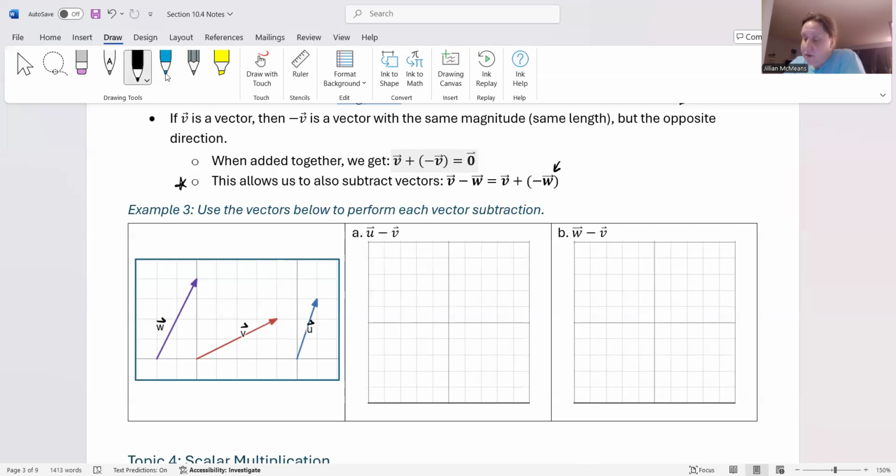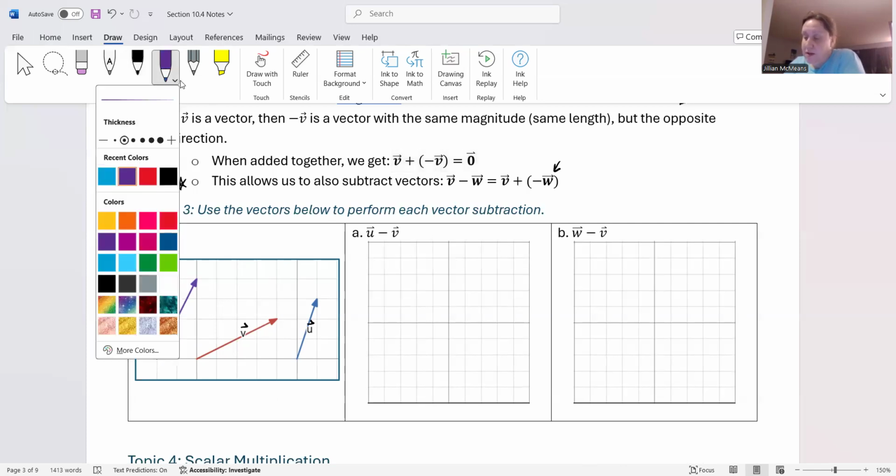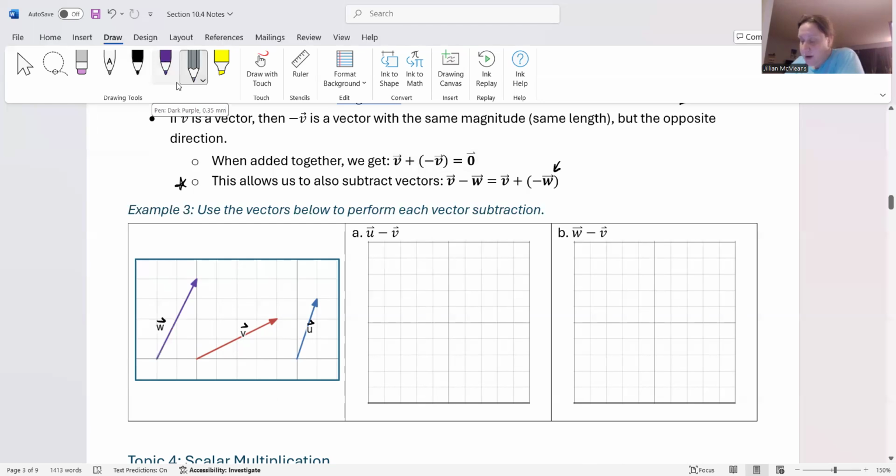Now, what we're going to remind ourselves of really quickly is the movement of these vectors, okay? So for vector W, from its initial point to its terminal point, we had to go to the right 1, 2, and then we had to go up 1, 2, 3, 4. So we went to the right 2, and then up 4. Okay? For vector V, from our initial point to our terminal point, we had to go to the right 1, 2, 3, 4. Then we had to go up 2. So we went to the right 4, up 2.